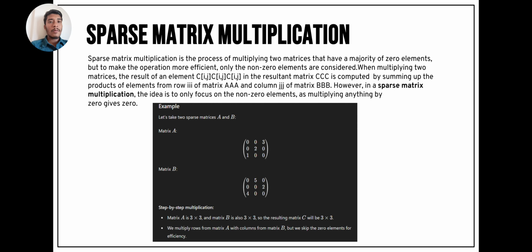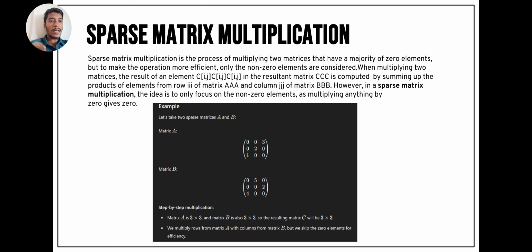Next, sparse matrix multiplication. Sparse matrix multiplication is the process of multiplying two matrices when the majority of their elements are zero, but to make the operations more efficient, only the non-zero elements are considered. So even though the majority of elements are zero, we consider only non-zero elements for the multiplication, for easy calculations.